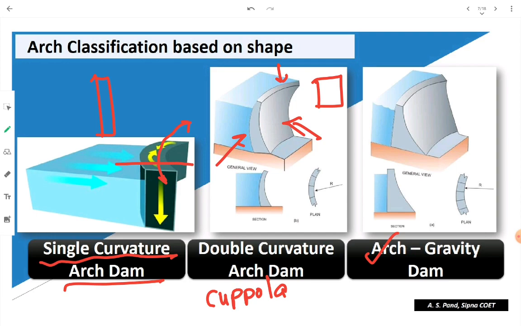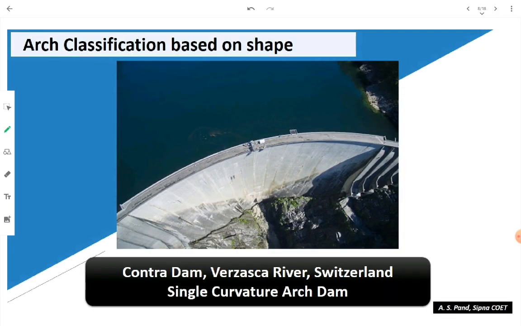In an arch dam, arching action is used for stability, as well as gravity action, meaning the self-weight force is also taken into account for its stability. Okay, then arch classification based on shape, and now we are looking at the examples.